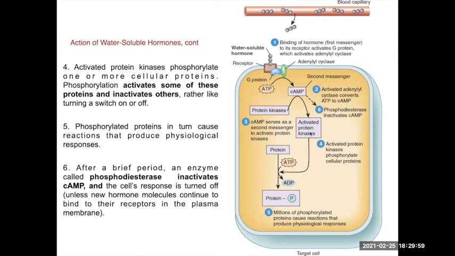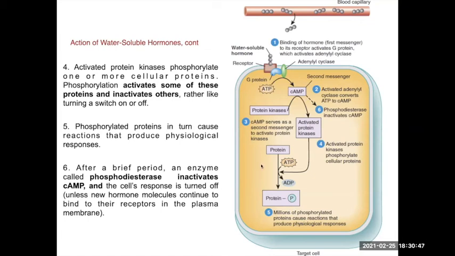Activated protein kinases go on to activate or deactivate other proteins, which go on to actually produce whatever the physiological response might be. And it's such a wide range, I can't even begin to start. So once that cycle is activated, you get this effect right here. After a while, you also have another enzyme, which is going to deactivate the cyclic AMP, and then the protein kinase is no longer activated, and then this reaction would stop.